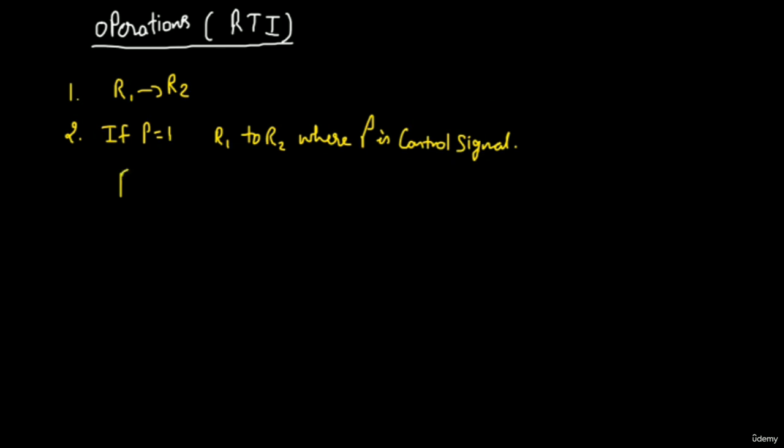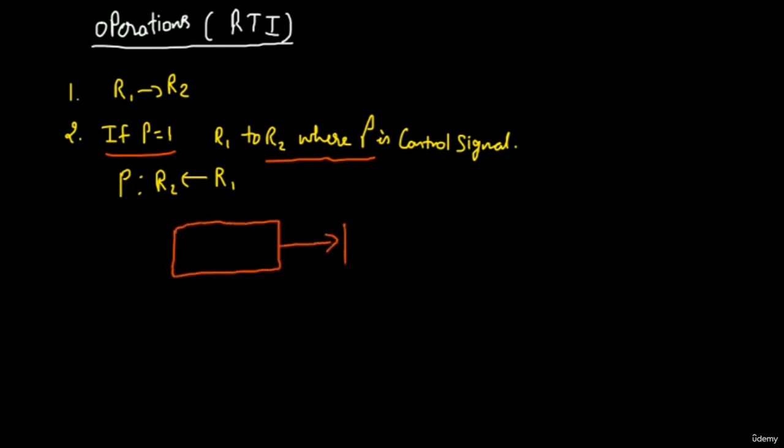So we can write it as P: R2 gets the data from R1. That's it. That's what it means. But it does not seem like I just wrote the lines. So let's have something more visual. For the visual part, let's make a diagram so that we can understand things more clearly and enhance our experience of learning to the next level.